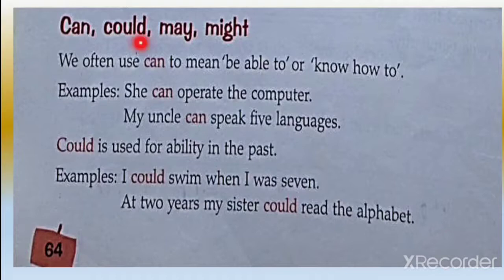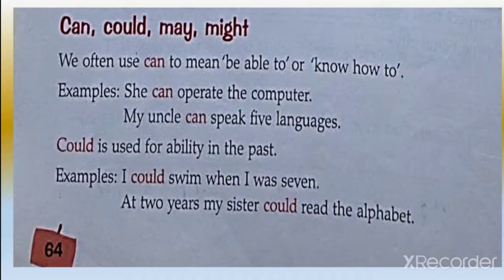Now look here, could. Could is a past form of can. Could is used for ability in the past. Now look at the meaning of can: to be able to means ability or know how to do this. Could is a past form of can. So definitely the meaning of could is also the same, but for the ability which was in the past. So here can and could have the same meaning. But here could is used for ability in the past.